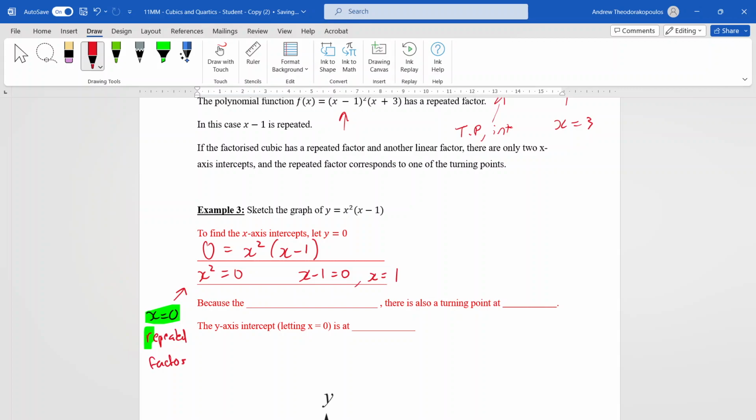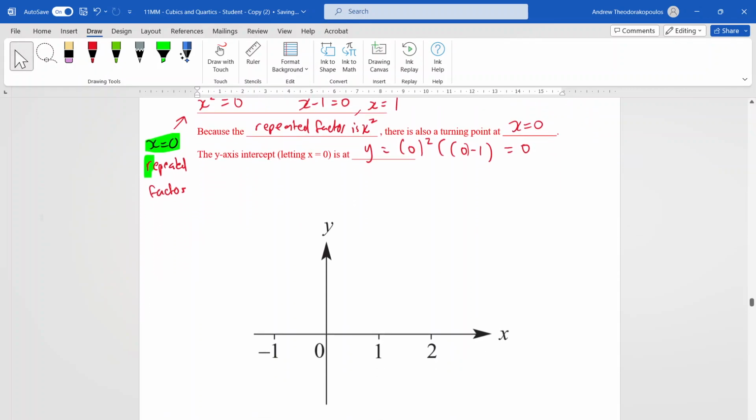Okay, so because the repeated factor is x squared, there is also a turning point at x equals 0. The y-axis intercept, by letting x equal 0, is just y equals 0 squared, 0 minus 1, and so y equals 0. So how do we sketch this now that we know everything?